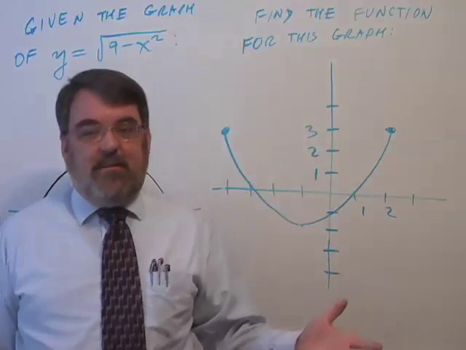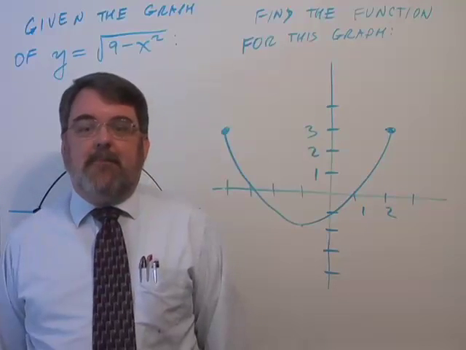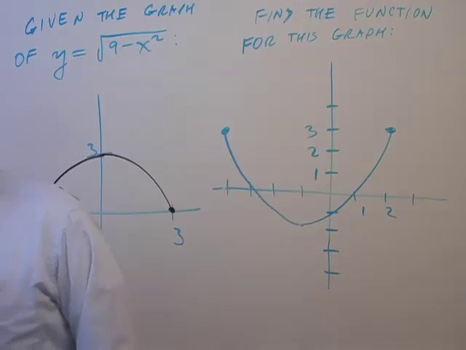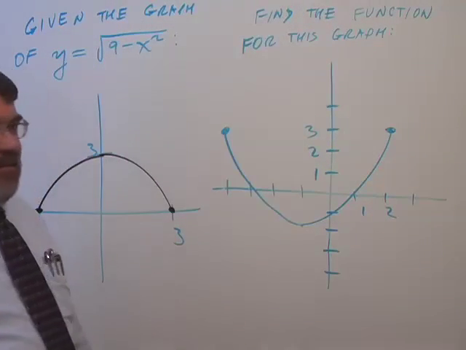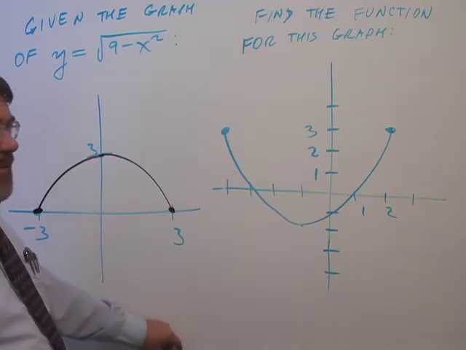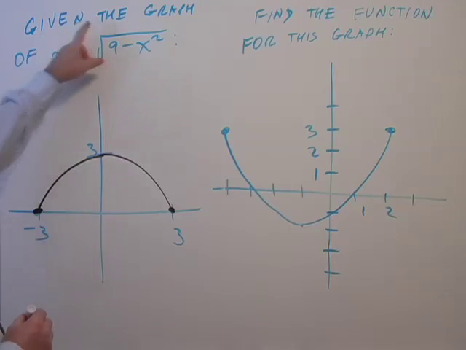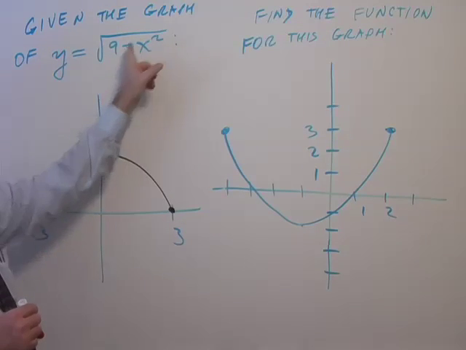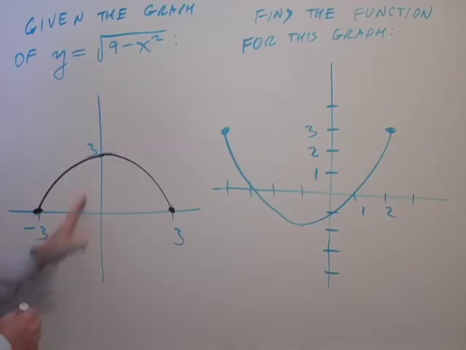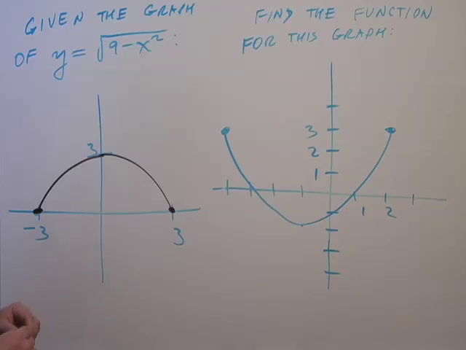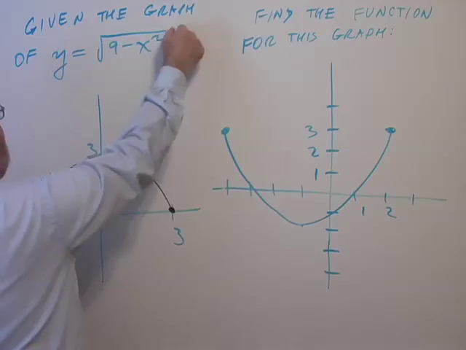Of course, there are going to be other kinds of functions, but I'm going to use the semicircle because it's a little tricky. And I also designed this one so it's a little extra tricky, just to give you better exposure. Alright, here's the problem now. Given the graph of y equals the square root of 9 minus x squared, here it is, find the function for this graph.